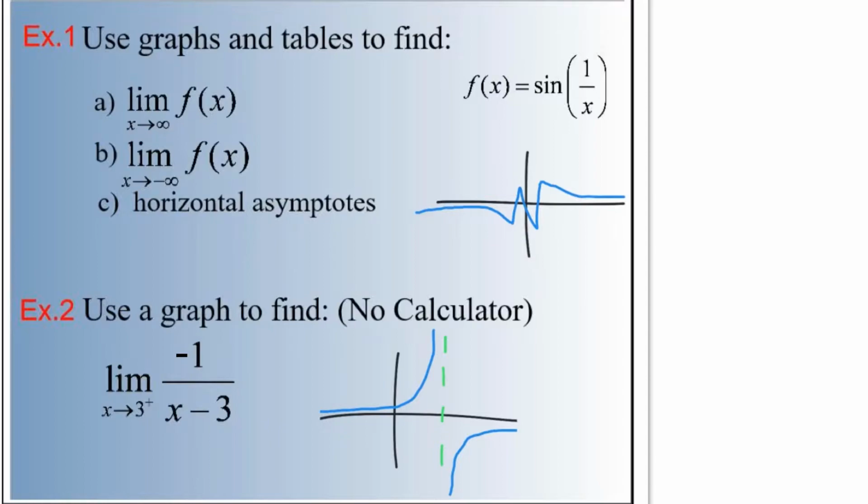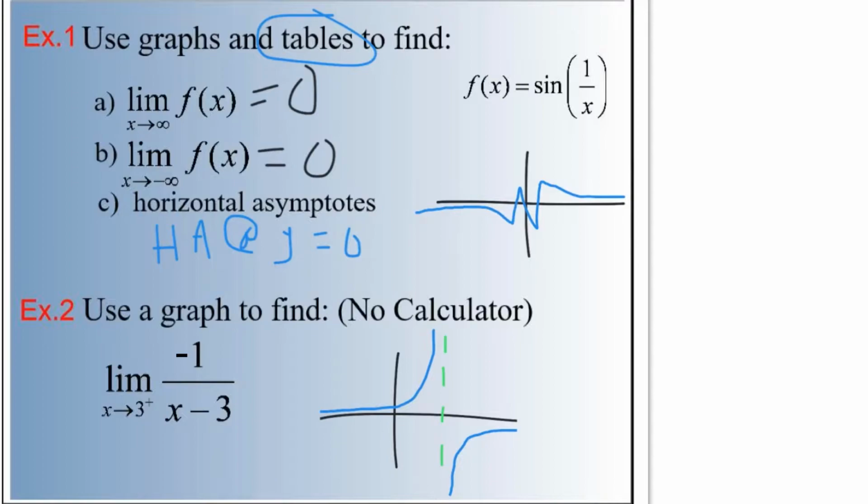But the thing about this one is they're looking for the limit as x approaches infinity. So going to the right, as x approaches infinity, you hopefully can see that the answer for that is 0. Going to the left, as x approaches negative infinity, that's also 0. Are there any horizontal asymptotes? Yeah, it looks like it. Looks like there's a horizontal asymptote, HA, at y equals 0. Yeah, for sure.